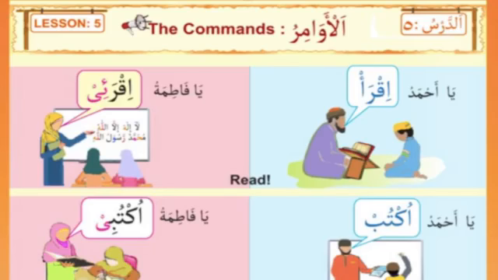So when you command Fatima or any female, a girl or a woman, to read, you say Ya Fatimatu, iqra'i. Ya Fatimatu means oh Fatima, iqra'i, read, you read. All right. So now you know the difference between male and female, boy and girl, when you command to read. For a male we say iqra, for a female we say iqra'i. Ya Ahmadu, iqra, O Ahmad, read. Ya Fatimatu, iqra'i, O Fatima, read. All right? So let's move on.